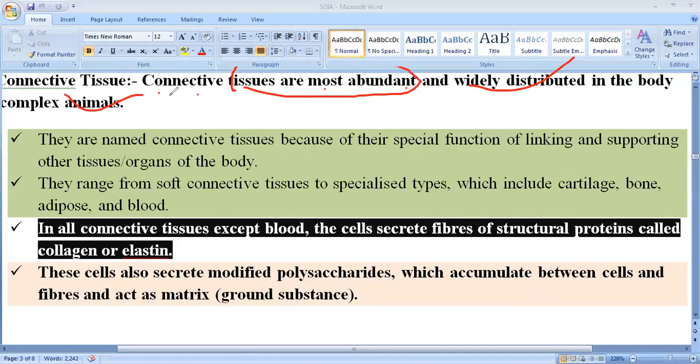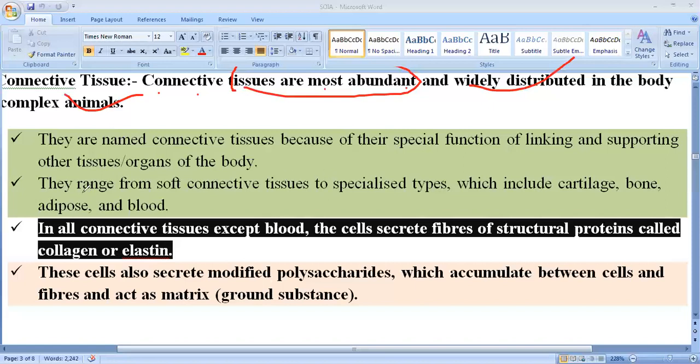It means we are considered a complex animal. Clear? So in our body, it is the most abundant and widely distributed substance. Okay, and next, because of its special function of linking and supporting, connective tissue is also considered a supportive tissue. Why do we say supportive tissue? Because its basic function involves linking and supporting the other organs of the body. So due to this, it is considered a supportive tissue.